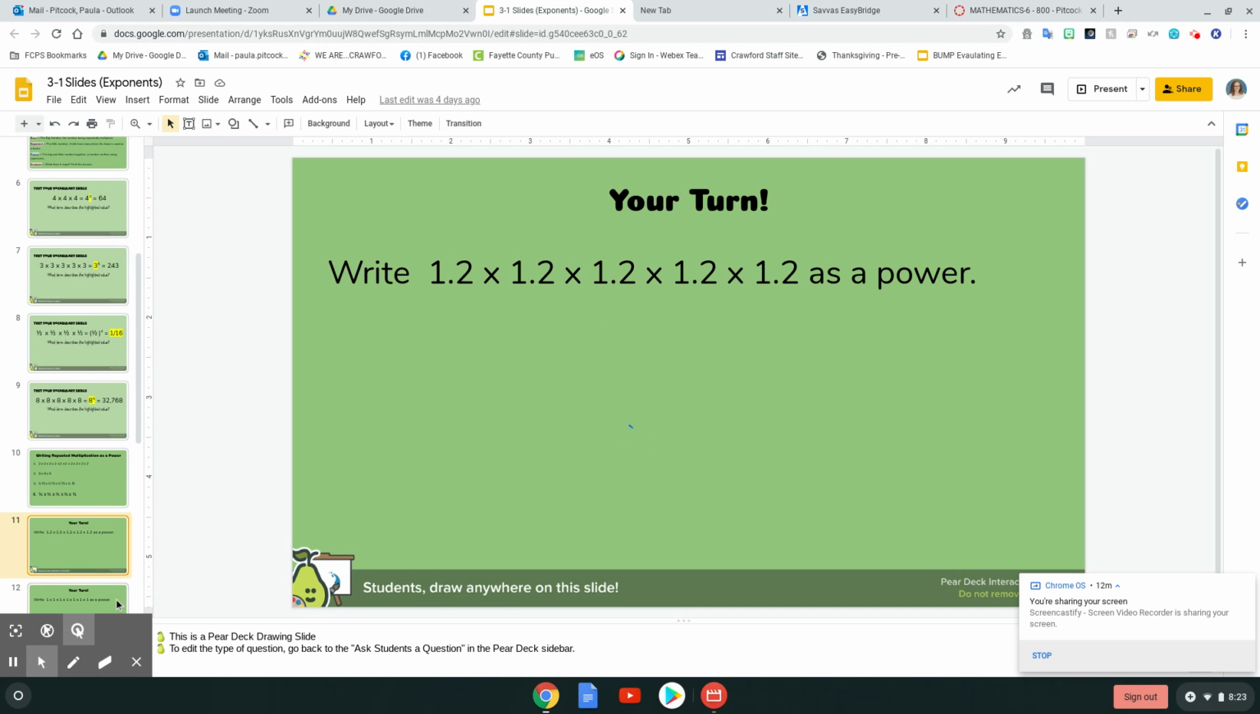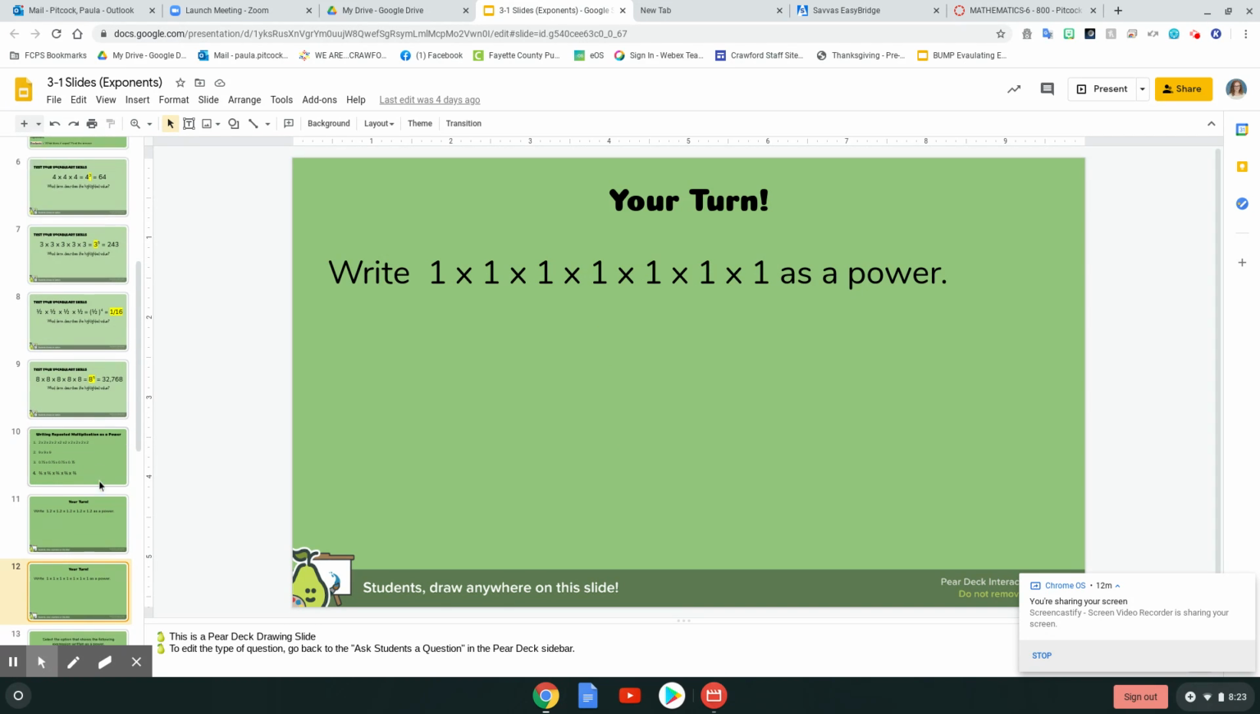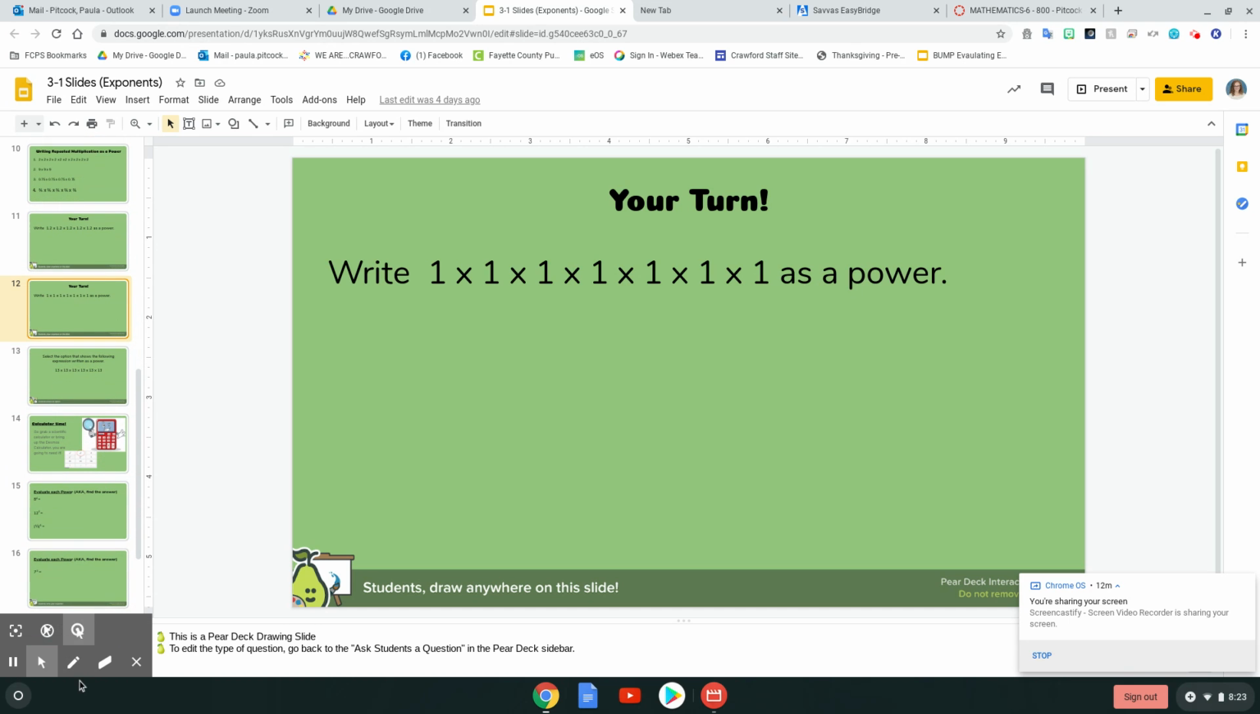Here's the next one. Write this one as a power and go ahead and pause. Your big number is 1. It shows up 1, 2, 3, 4, 5, 6, 7 times. 1 to the power of 7. 1 is the base, the big number. 7 is the exponent, the little number. We have one more.